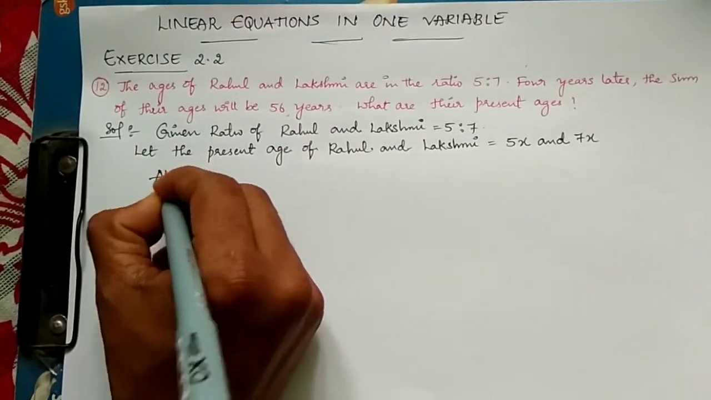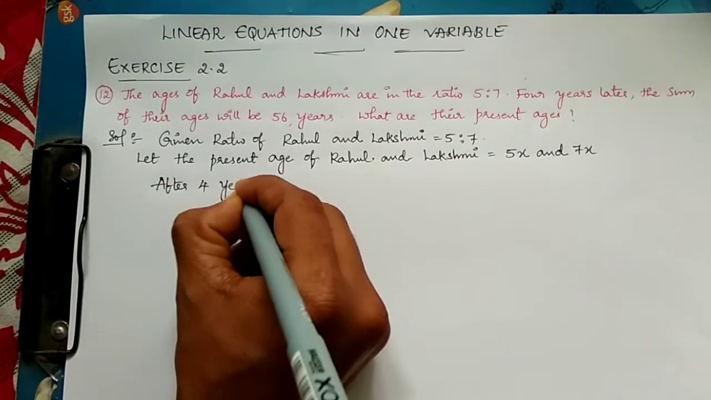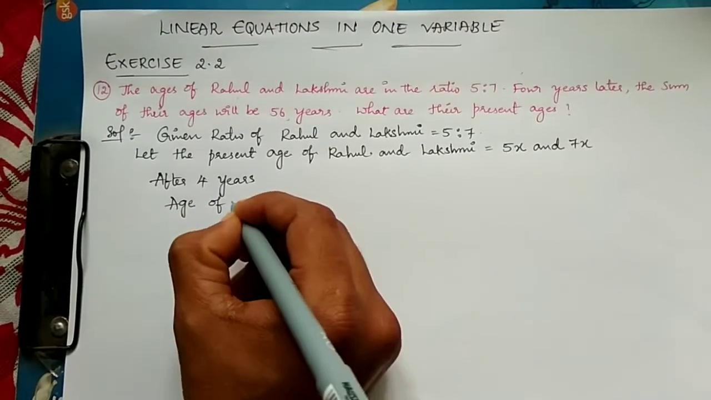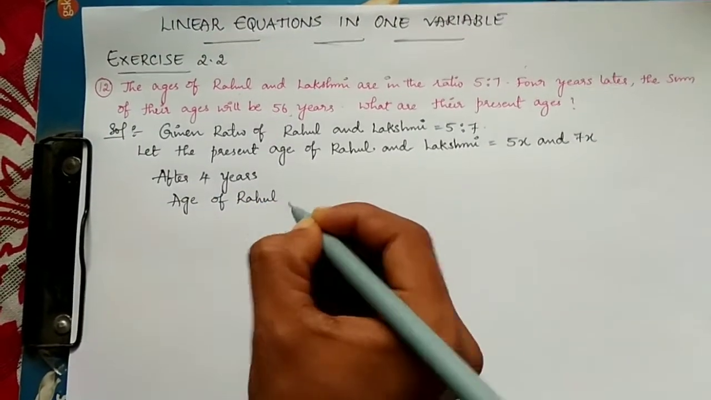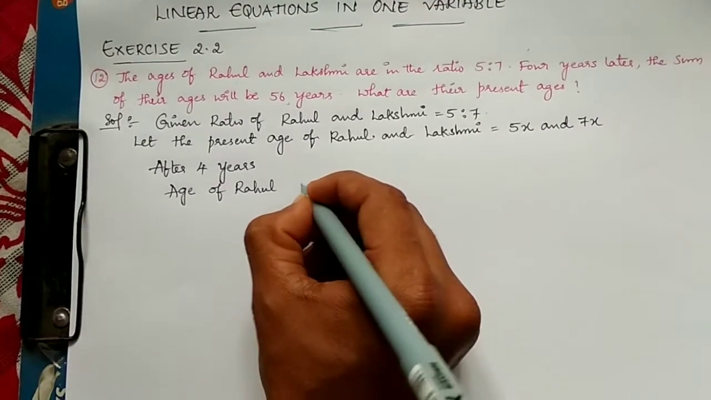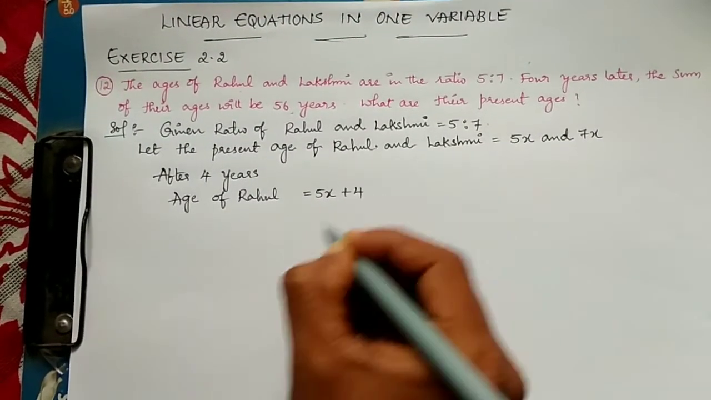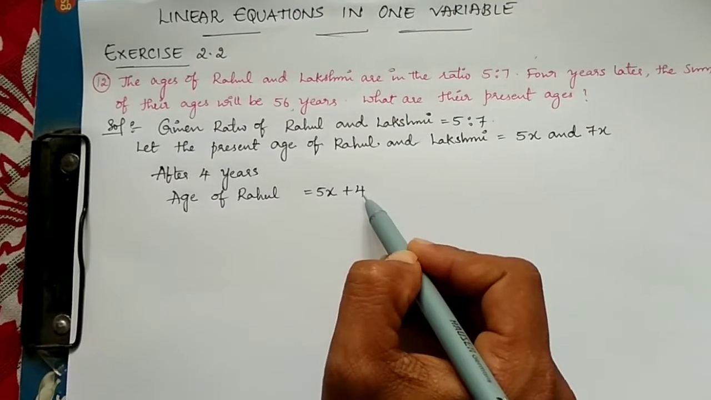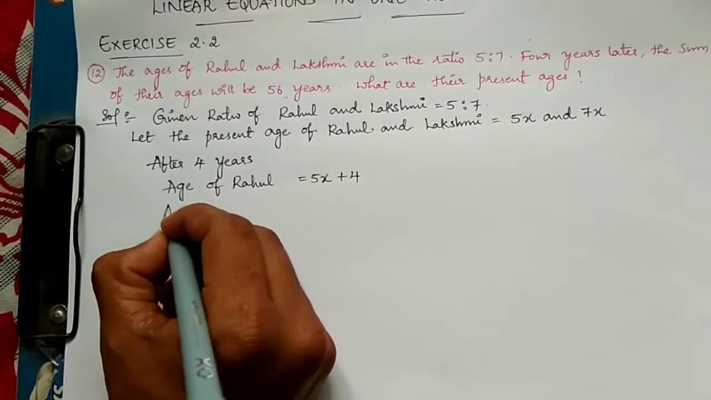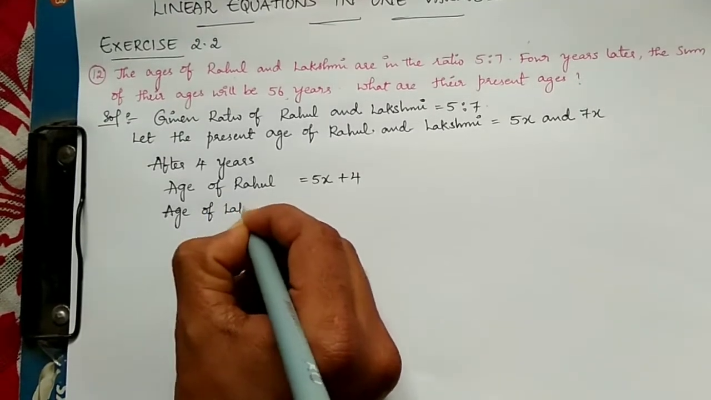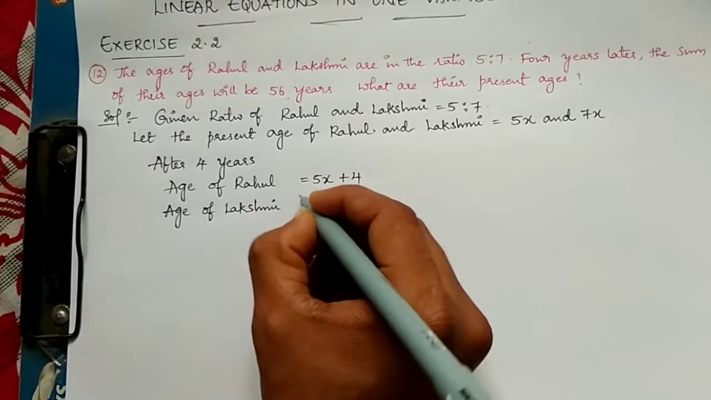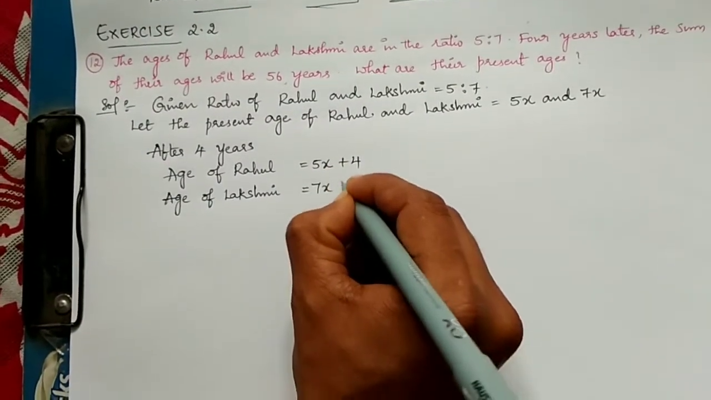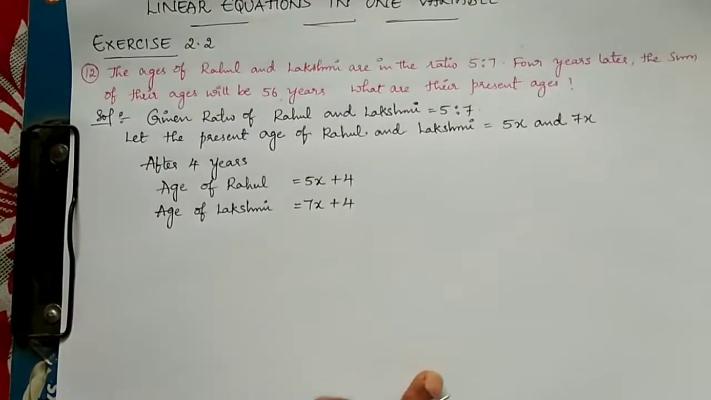So I write here, after 4 years, the age of Rahul is equal to 5x plus 4. So the present age of Rahul is 5x, and after 4 years it becomes 5x plus 4. Next, after 4 years, the age of Lakshmi, or I can write Lakshmi's age. What is the present age of Lakshmi? 7x. So after 4 years her age becomes 7x plus 4.